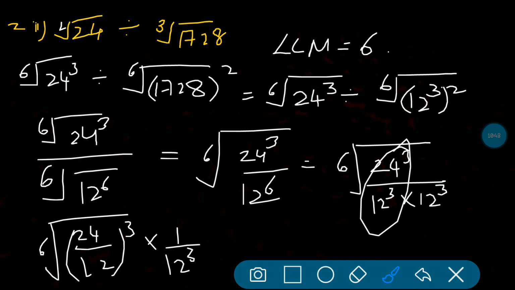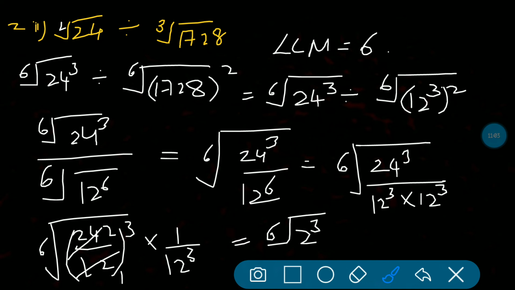I have just taken these two common. The cubes I have taken common because 12 ones and 12 twos, right? You can get some, so you can simplify further. That's why I have taken in such a way here too. Okay. Now 6th root of 2 cube multiplied by 1 by 12 cube.